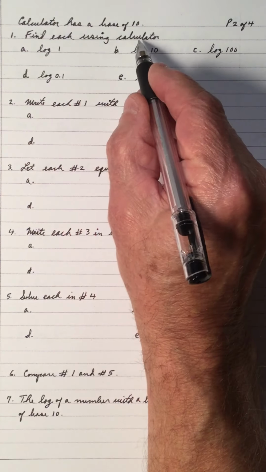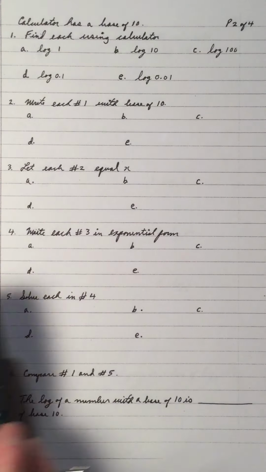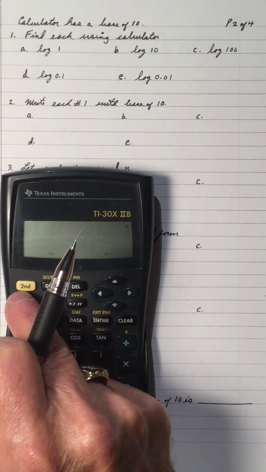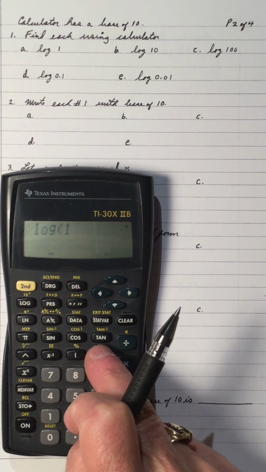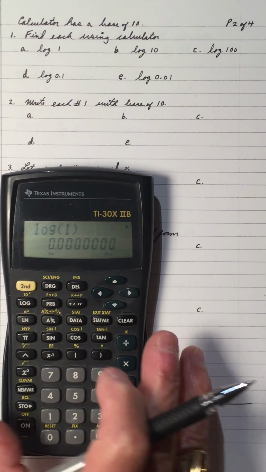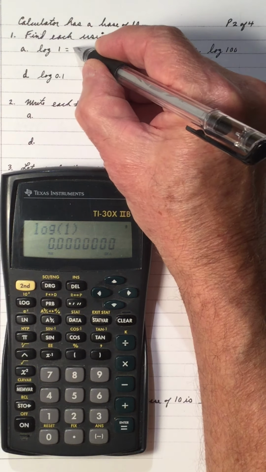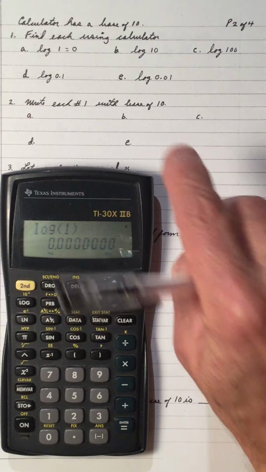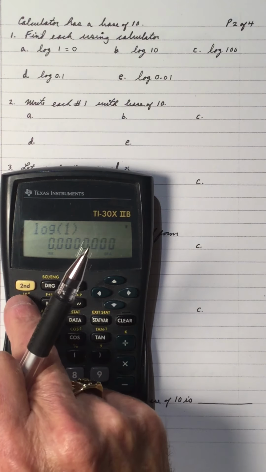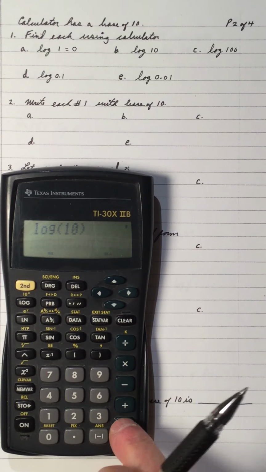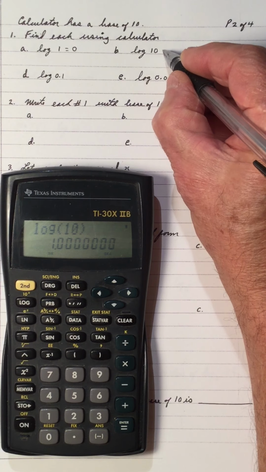Find each using the calculator. The log of 1. Here we go. Turn it on. Log, L-O-G, 1, enclosed in a bracket. The log of 1 is 0. Now I'm going to do the log of 10. Log 10. The log of 10 is 1.